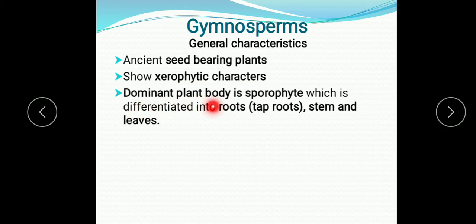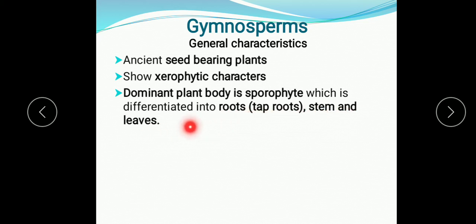And the dominant plant body is the sporophyte, as I explained in the pteridophytes also, that two types of generations are found in the life cycle of a plant: a spore bearing diploid generation is known as the sporophyte, and a gamete bearing haploid generation is known as the gametophyte. So here the sporophyte is the dominant plant body, and it is differentiated into roots, stem and leaves, as we have studied in the pteridophytes also.